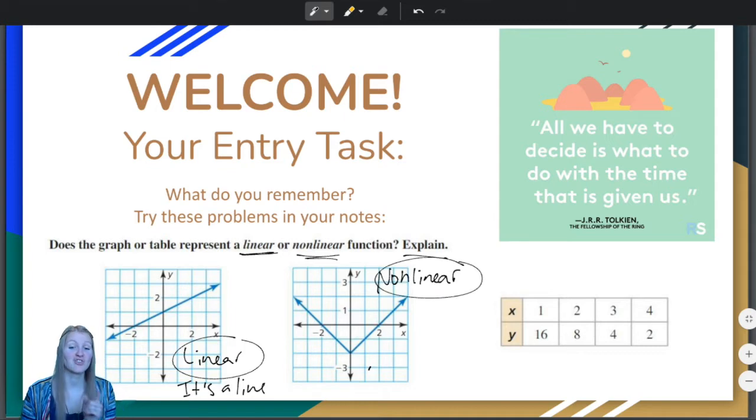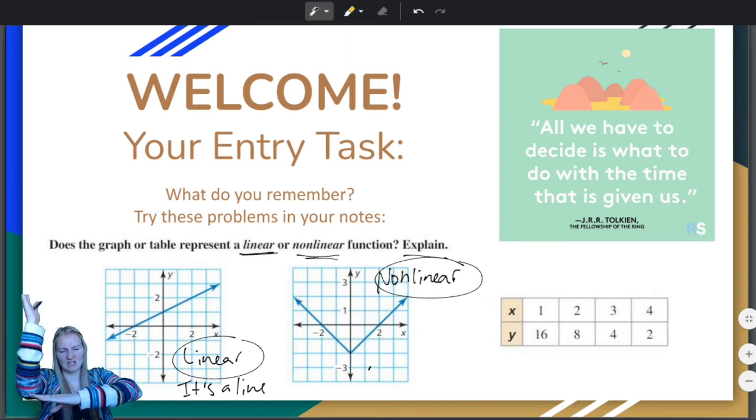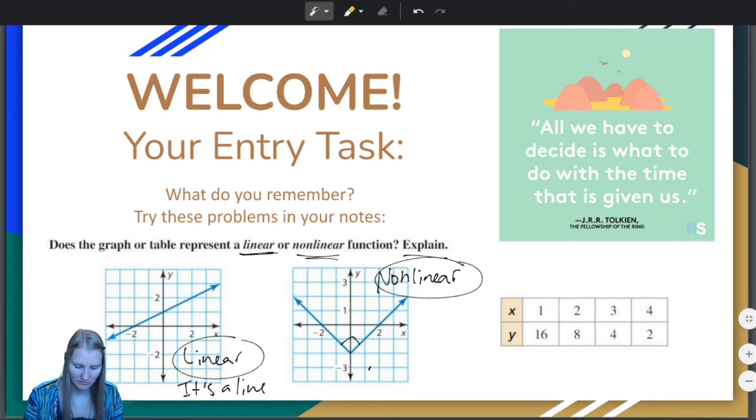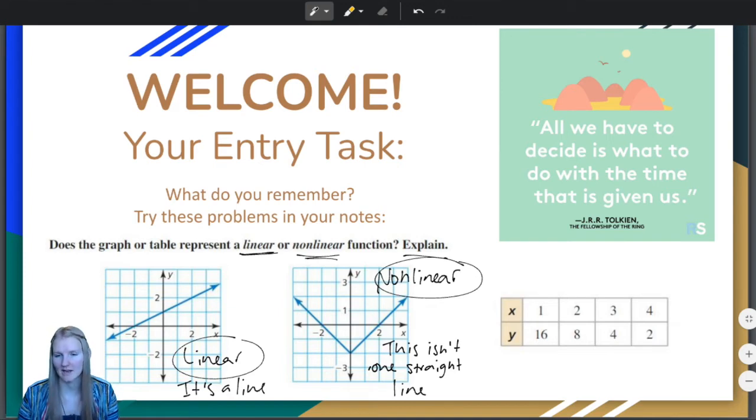The second graph is non-linear because it's not one line. It's kind of like we took a line and then we bent it, right? It still has line pieces to it, but we want it to be one line. So, non-linear, and this isn't one straight line. So it needs to be one straight line in order to be linear.